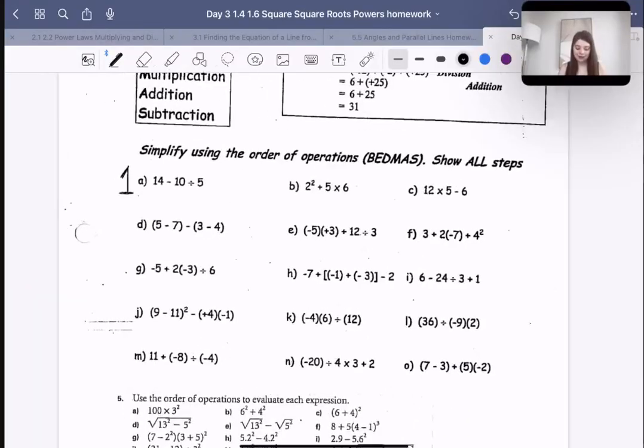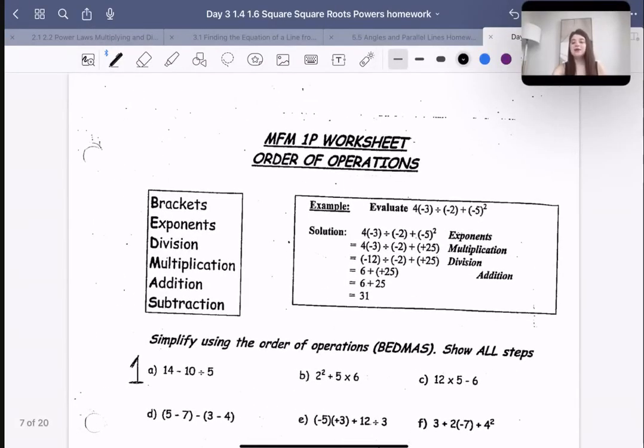Hello, everyone. Welcome back. Today, we're going to jump into our next topic, which is order of operations. There's a very specific order when we have a whole bunch of operations to do at once. There's a specific set order that we should do those things in.